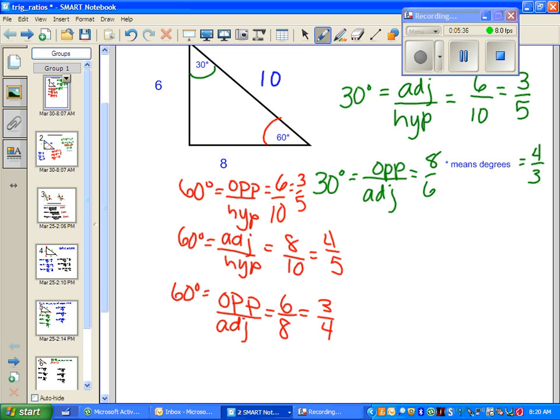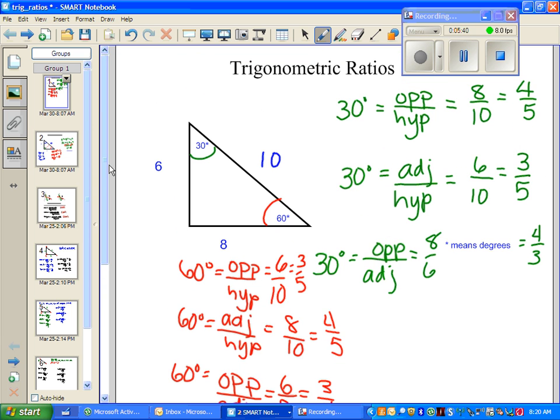Good. Okay. Now, I'm going to give each of these a name. Whenever you're working with the opposite over the hypotenuse of a particular angle, that's referred to as sine. And we abbreviate it as sin. That's sine, and this is sine. So what sine means is opposite over hypotenuse. I'll explain this in more detail in a minute, okay?